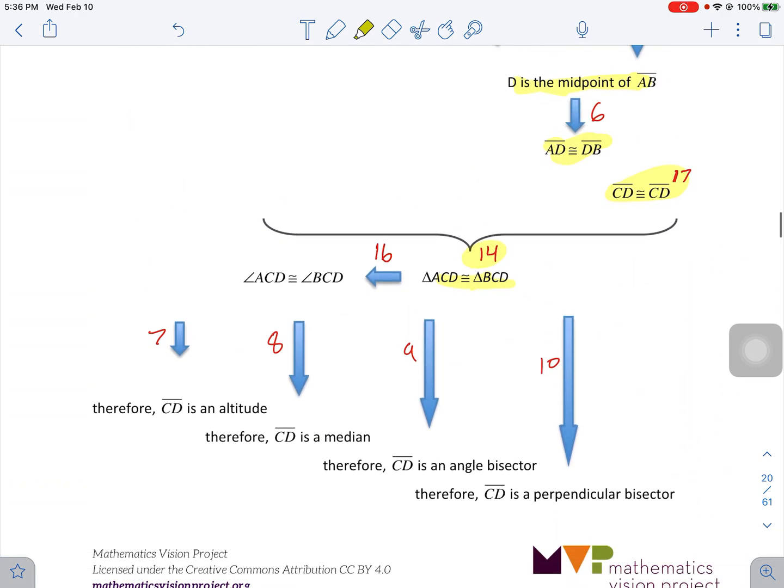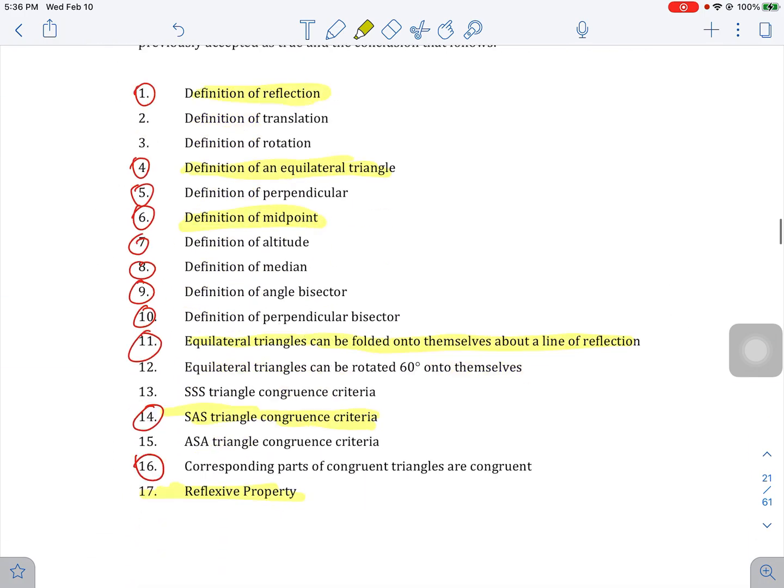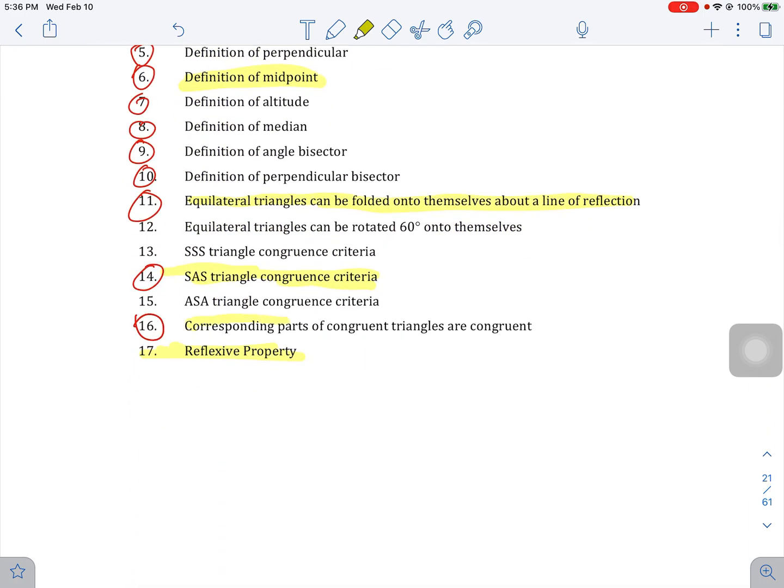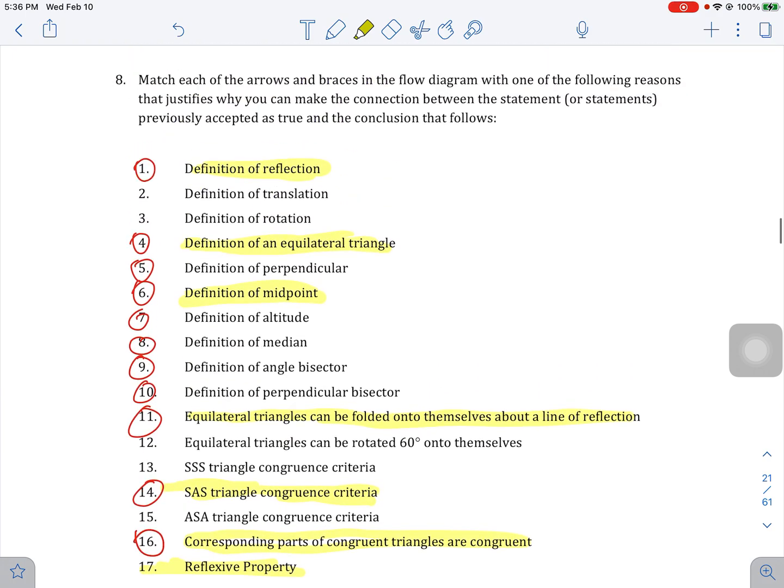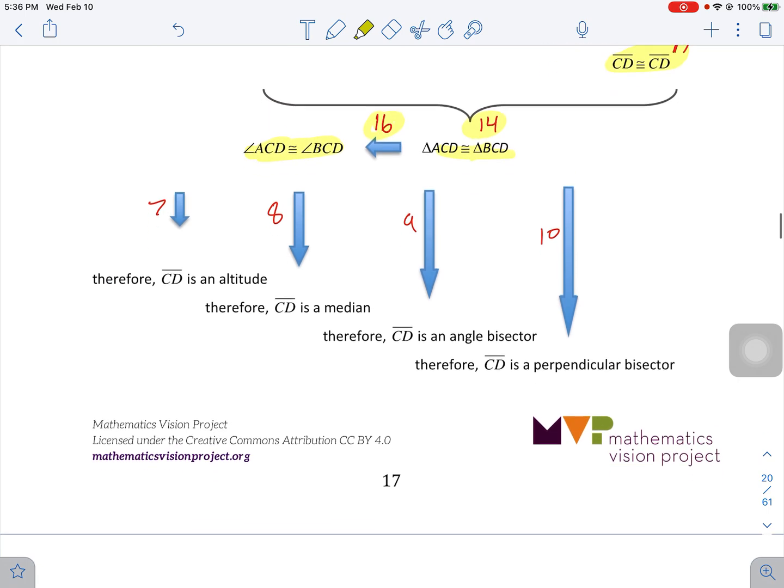Then there are some others. Given that the triangles are congruent, we can say that a corresponding pair of angles is congruent. This rationale is probably the most important one that you'll learn: corresponding parts of congruent triangles must be congruent.